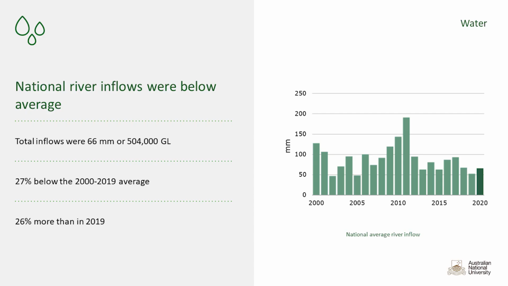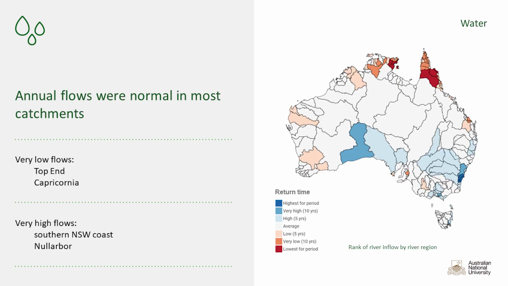National river inflows were below average in 2020. Total inflows were 66 millimeters, or about 500,000 gigalitres. That is 27% below the 20-year average, but it's 26% more than the previous year. Annual flows were close to normal in most catchments.